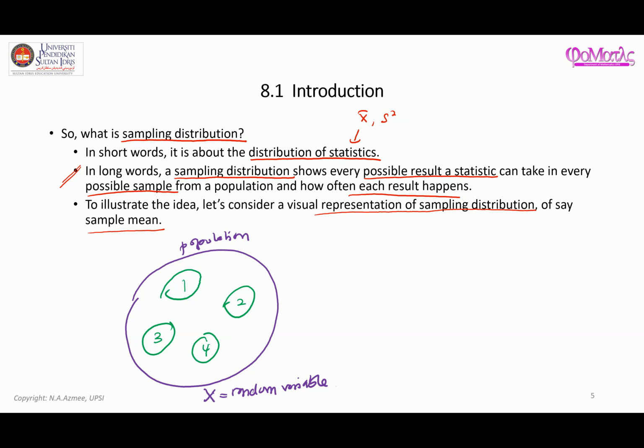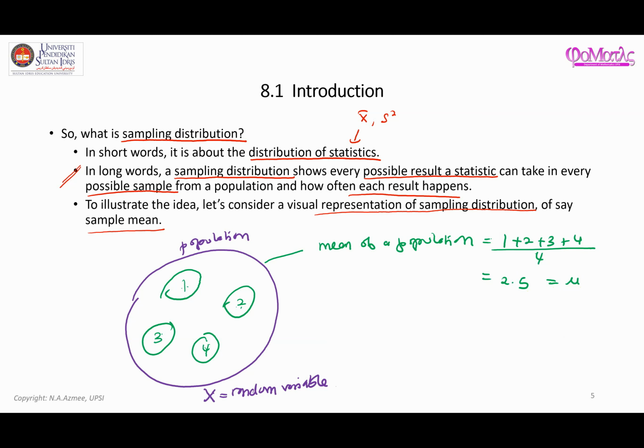So if you want to study the mean of the population, well, the mean of a population is going to be equal to mu, and since we know all the values here, it is just 1 plus 2 plus 3 plus 4 over 4. This is going to be equal to 2.5. So that is the value of mu, that is the value of our parameter.